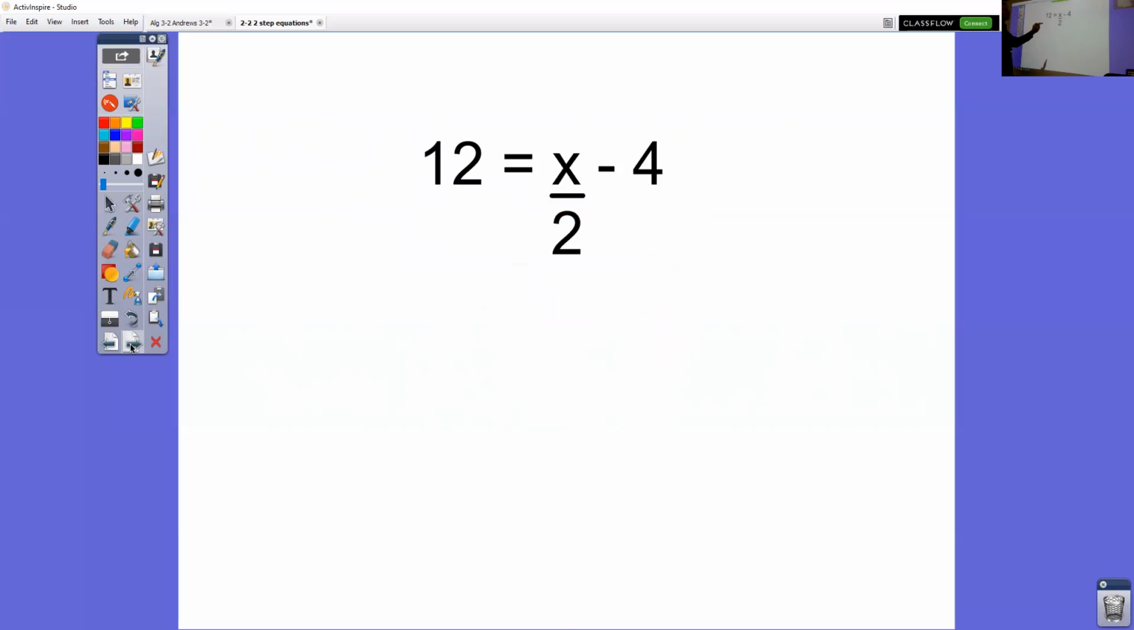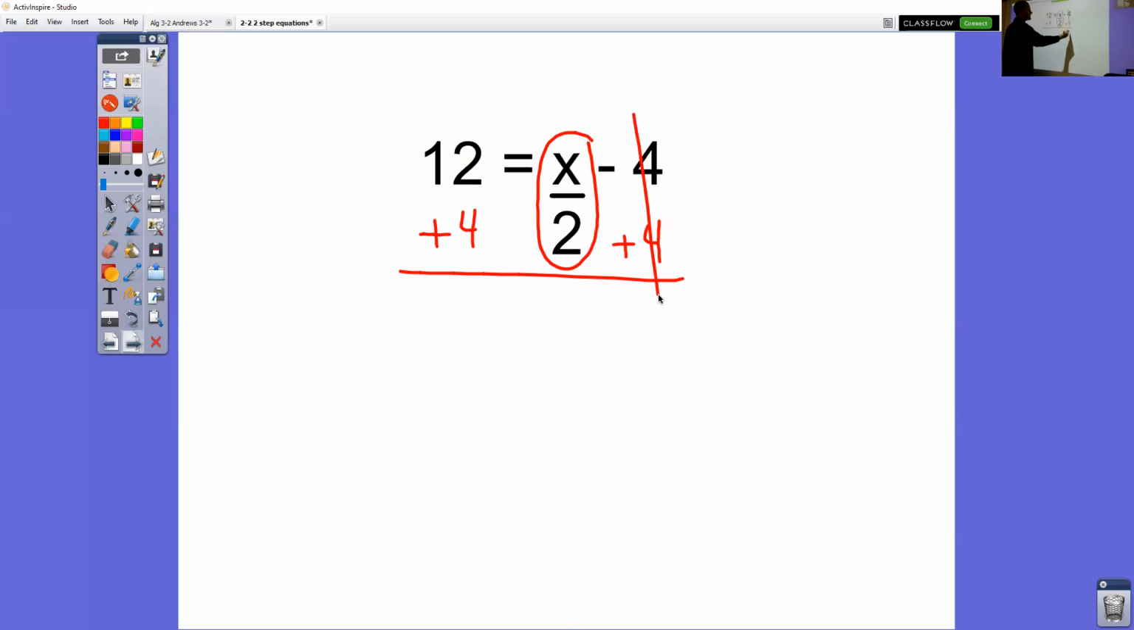One last one. We want to try and get this x divided by 2 all by itself. So I need to get rid of the -4. I get rid of the -4 by doing +4 and +4. These 4's cancel out. 12 plus 4 gives me 16. Bring down my equal sign, bring down my x divided by 2. This says x divided by 2. The opposite of divided by 2 is to multiply by 2. And multiply by 2. These 2's cancel out. 2 times 16 is 32.